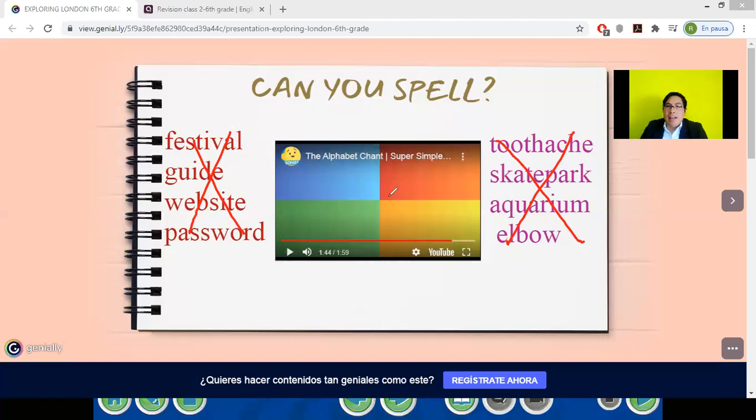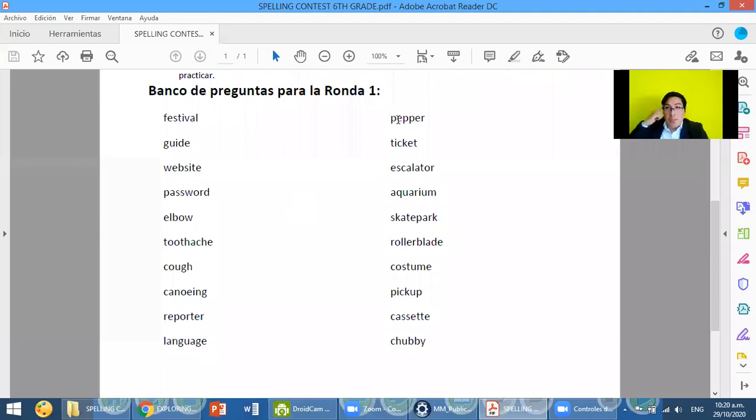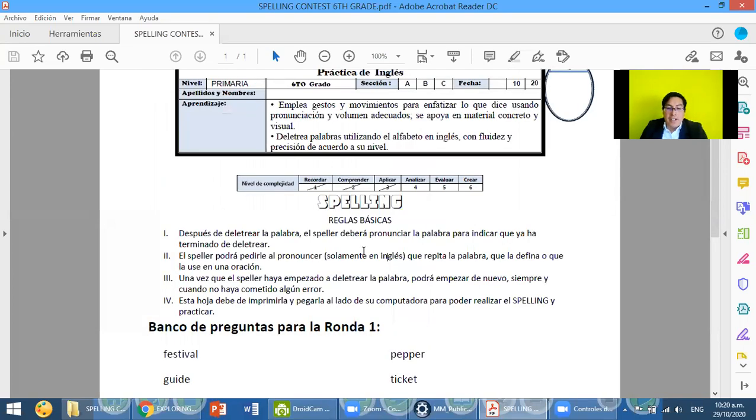S-P-I-N, spin. Okay, the competition is going to be like that. You need to memorize the words. That's why the teacher sends you this. You have this, no? You practice with this. The teacher says pepper, so you spell pepper in memory. Or cassette, or chubby, or costume, or password. Okay, you need to practice with these words because we are going to work with them. Okay, we stop with this part, with our spelling.